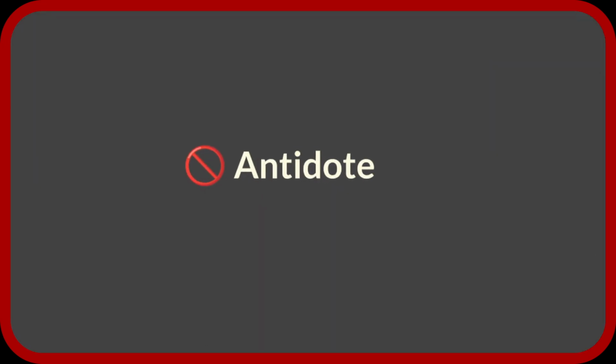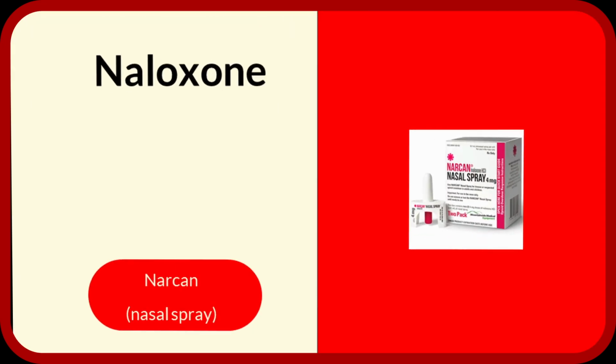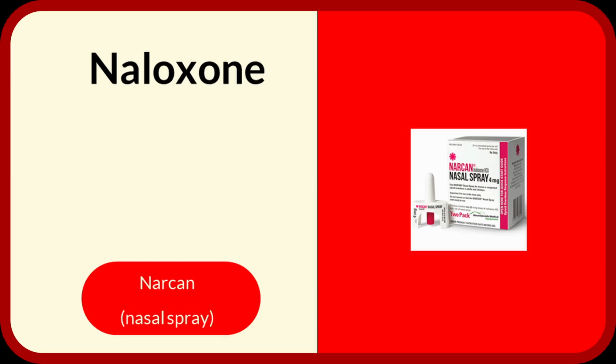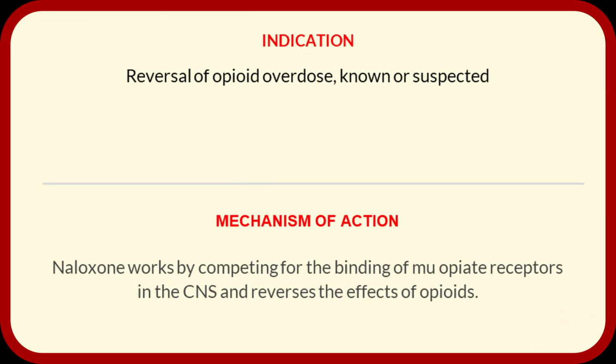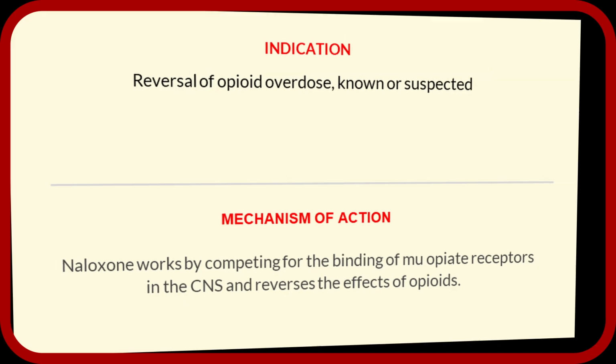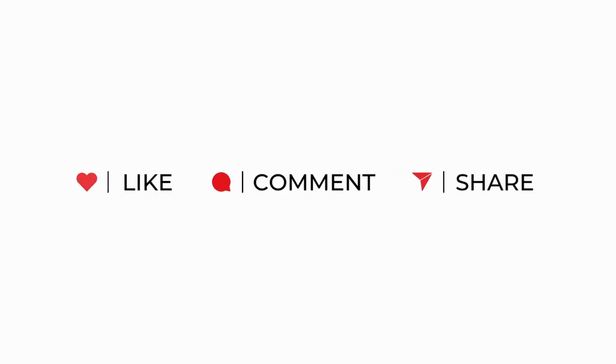And finally, a critical medication for emergency opioid reversal, naloxone, with the brand name Narcan, is indicated for the reversal of opioid overdose, known or suspected. Naloxone works by competing for the binding of mu opiate receptors in the central nervous system and reverses the effects of opioids. And that completes our review of over 100 essential OTC drugs.